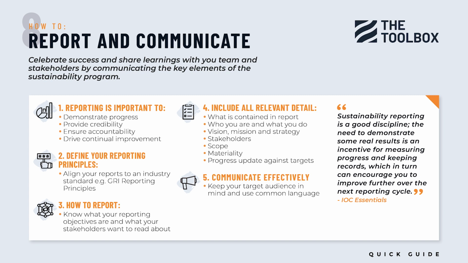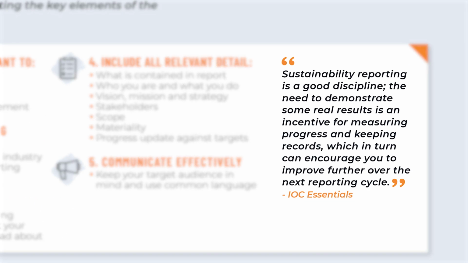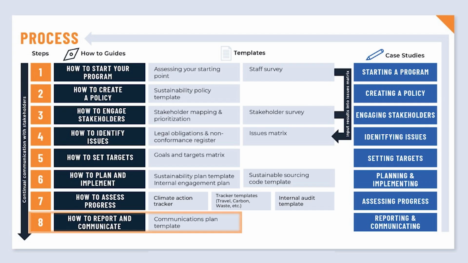When reporting, consider your reporting objectives and what your stakeholders want to read about. As the IOC's essentials suggest, sustainable reporting is a good discipline that can incentivize measuring progress, keeping records, and encouraging improvement in future reporting cycles. The templates, which we will come on to shortly, provide a skeleton structure for your continuous reporting and communications outputs.